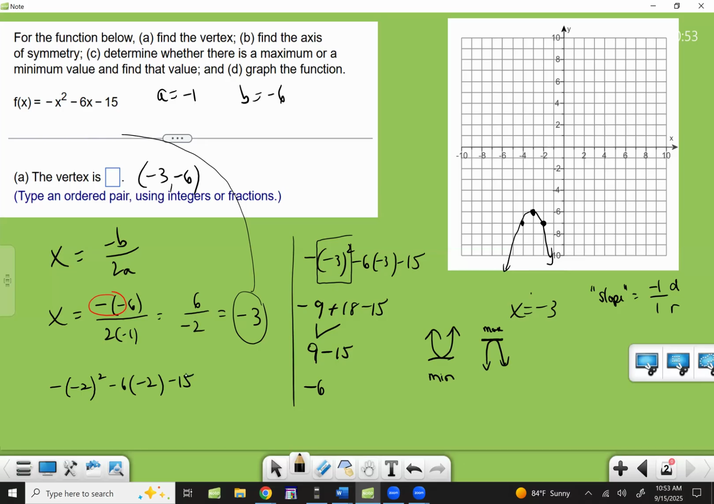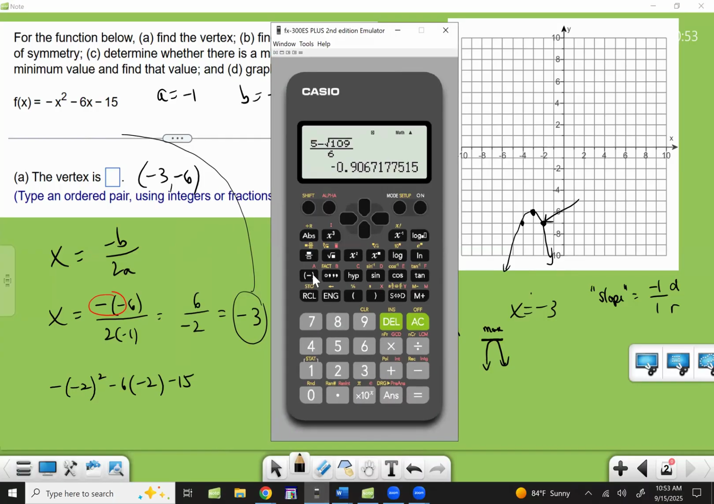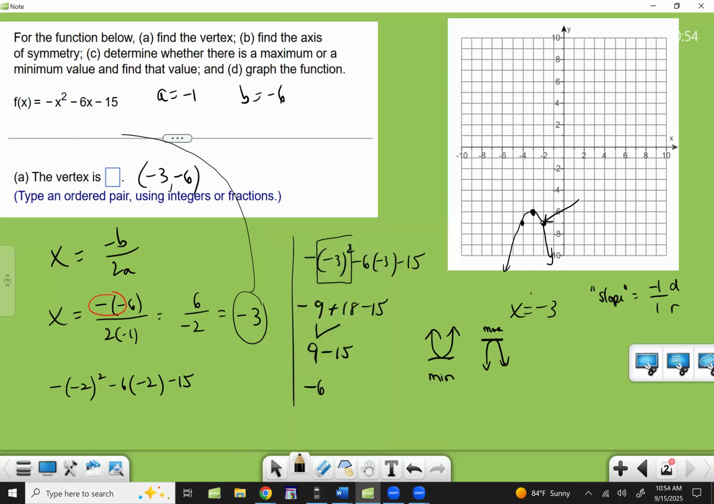You should get -7 because that's what we got, right? -7 in our graph, but let's go check it out. I'm just going to put it in the calculator because I think that's what most students would do when it starts to get this many negatives. So negative, parentheses, -2, squared, 6, minus 7. It is.